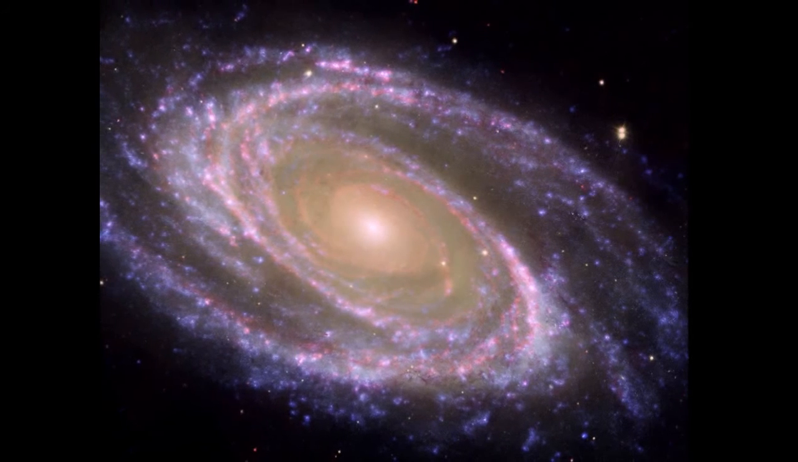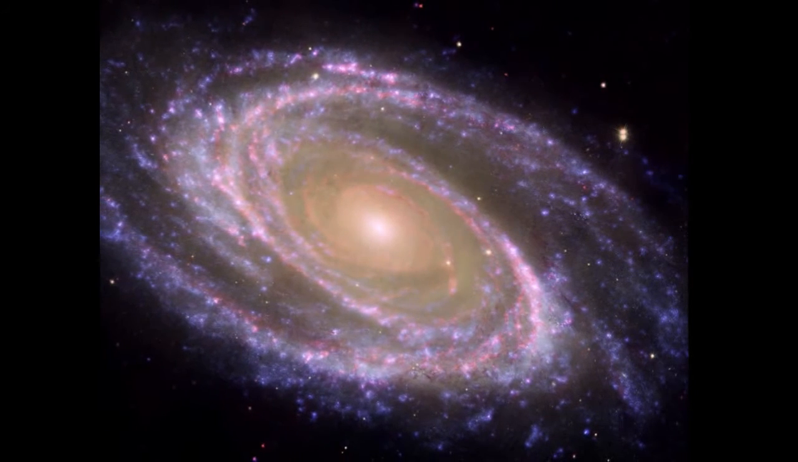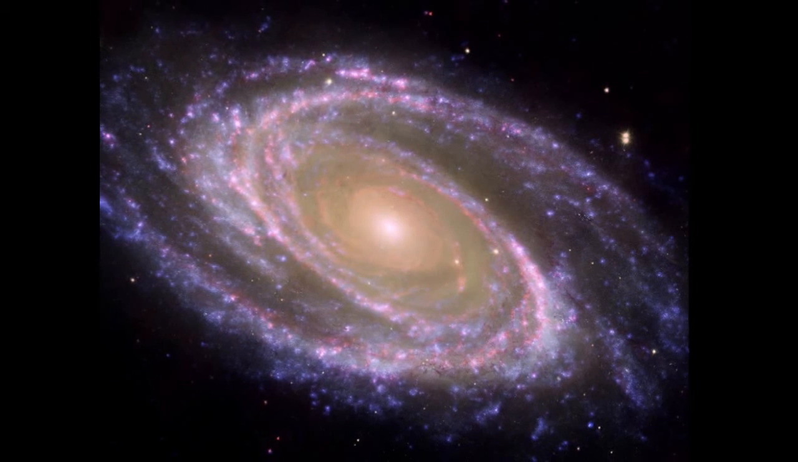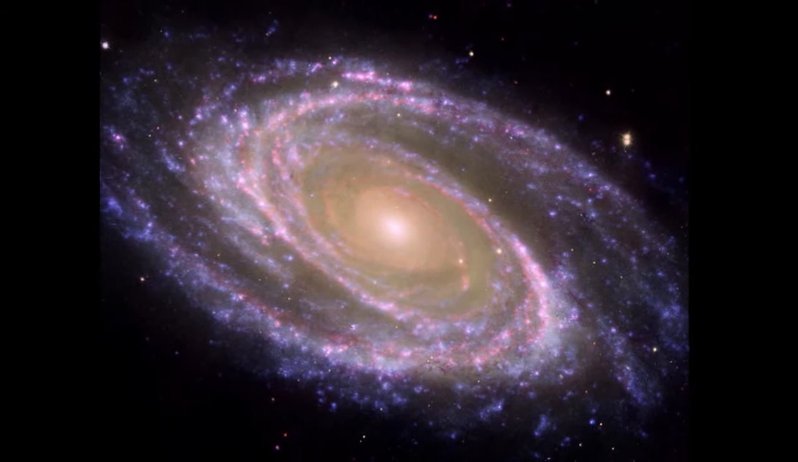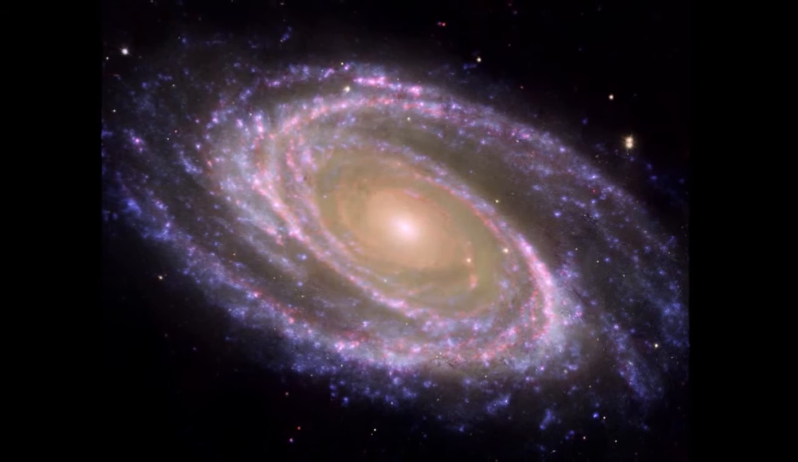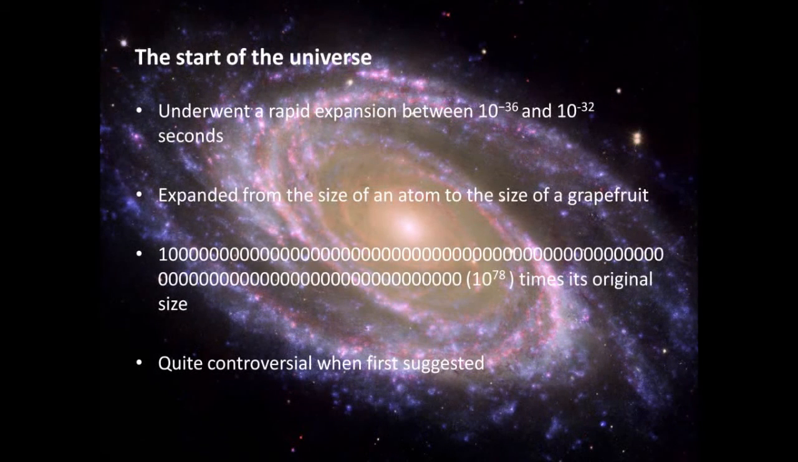It was far too hot, and it was far too dense for anything really to exist as we know it today. But between 10 to the negative 36 and 10 to the negative 32 seconds, the universe underwent this rapid expansion, and it went from about the size of an atom to the size of a grapefruit, which doesn't seem like a lot, but it's about 10 to the 78 times its original size, so 1 with 78 zeros after it. And that's a massive, massive expansion to undergo in such a really short period of time. We're still dealing with split seconds.